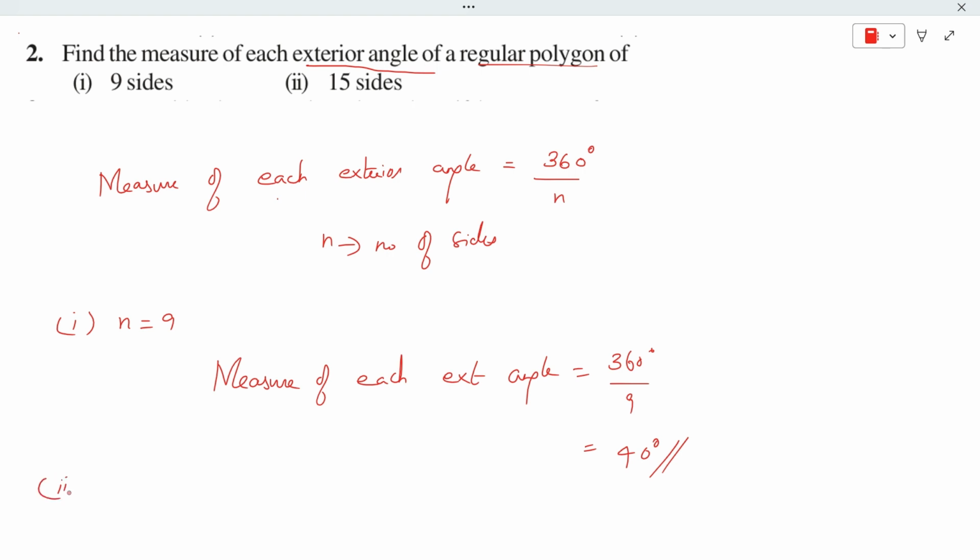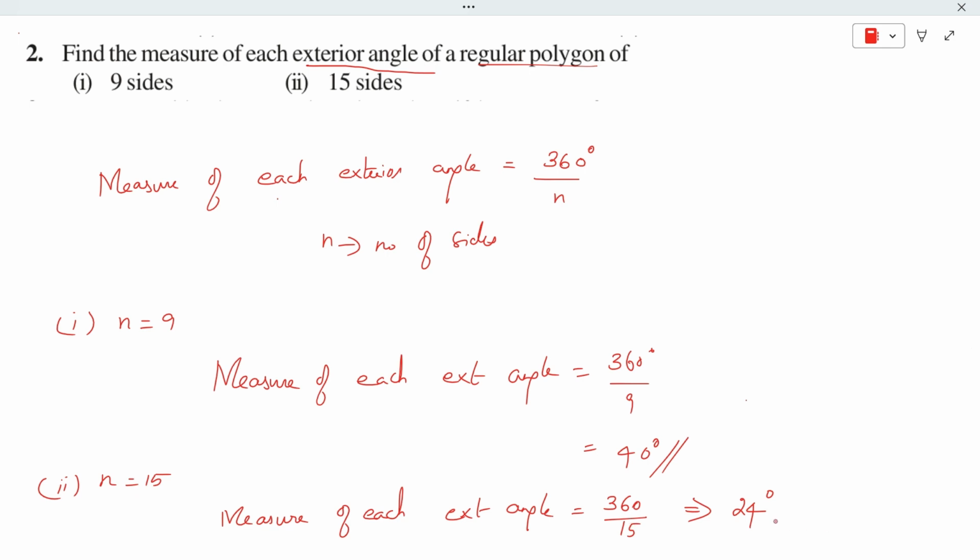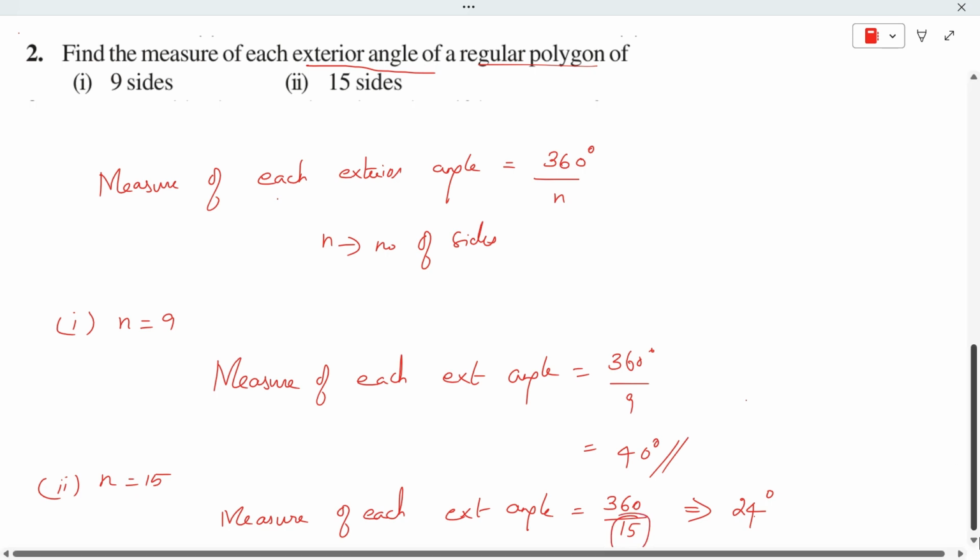The next sum is n is equal to 15. Again, in order to find the measure of each exterior angle, we are using the formula 360 by n. So in the place of n, I have to substitute 15. So this is going to be 24 degree, isn't it? If you cancel, it is going to be 24 degree. So the measure of each exterior angle is 24 if the number of sides is 15. Okay, let's move on to the third sum.